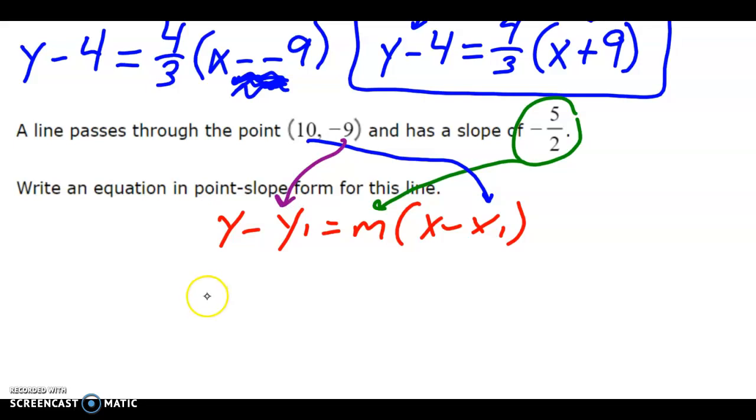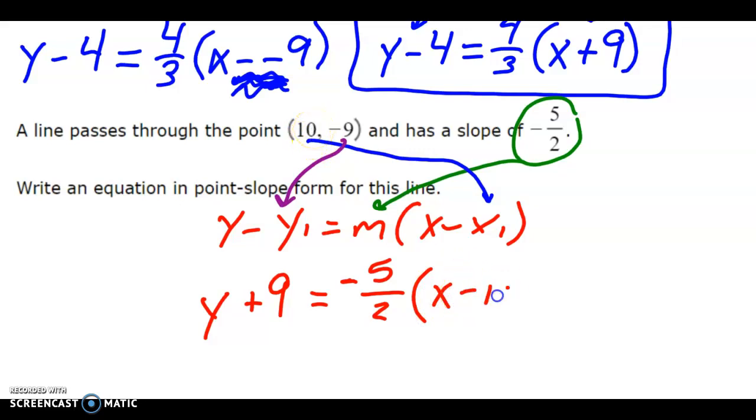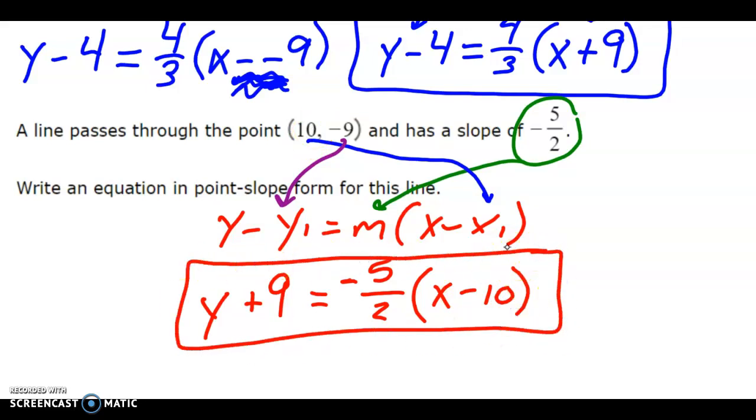So you're going to end up with y minus negative 9. So we're flipping that sign. So it's going to be y plus 9 is equal to m, exactly your slope, negative 5 over 2, times x, and then minus that x value. In this case, it's just a 10, so it's x minus 10. And that would be your final answer here. You don't need to do anything with it right now. So when they're asking for it in point-slope form, that's your point-slope form.